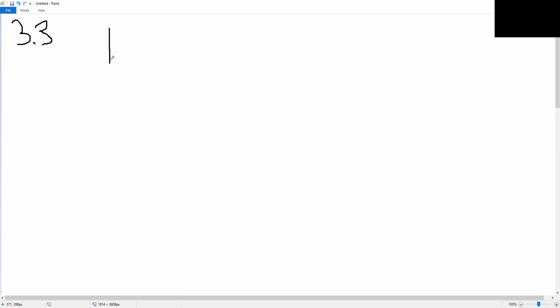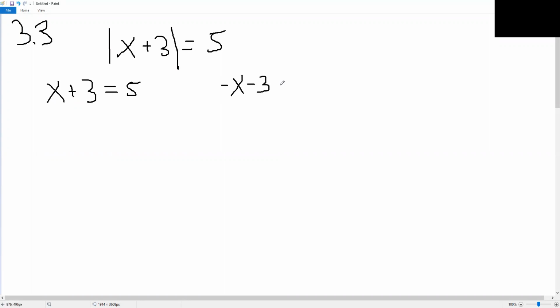If you remember, if you have something called x plus 3, absolute value equals 5, the way to solve this is to actually write two equations. One of them is x plus 3 equals 5, just like it says. The other one is a negative version of that: negative x minus 3 equals 5. So you would just solve these. So this one, you move the 3 over, it would be 2.